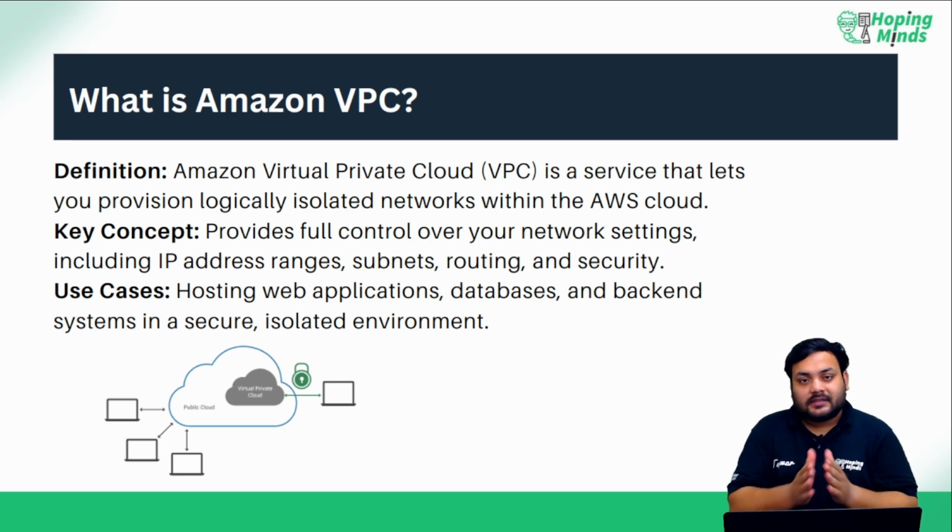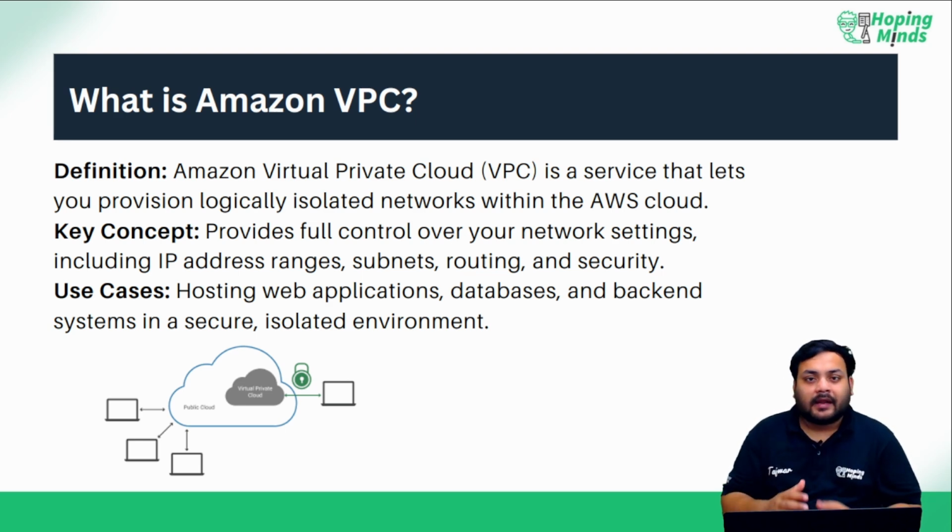Okay, so let's suppose you are working in a company, and you're having an AWS platform, like an AWS account, and it's a kind of shared account and everyone is using it. And you want to launch or deploy a service for yourself, and you want to make it very secure, and you want to store the data in a very secure manner. So you are going to use VPC. Use cases we are having: hosting web applications, databases, and backend systems in a secure isolated environment. Environment means we are just making ourselves isolated.